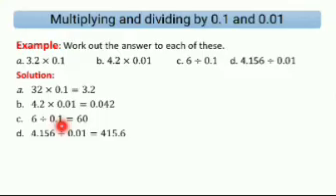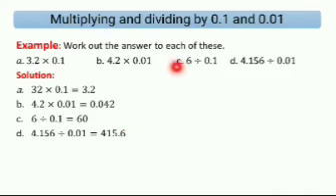Now 6 divided by 0.1 is the same thing as 6 multiplied by 10. That is the second rule. And 6 multiplied by 10 is equal to 60. Then this one, 4.156 divided by 0.01. This has the same effect as multiplying by 100. Is that clear? So if you multiply this one by 100, you are going to shift the decimal point to the right 2 places. 1, 2. So that you get 415.6.